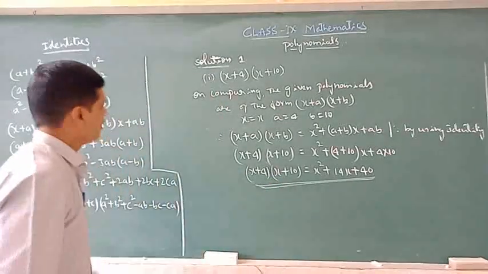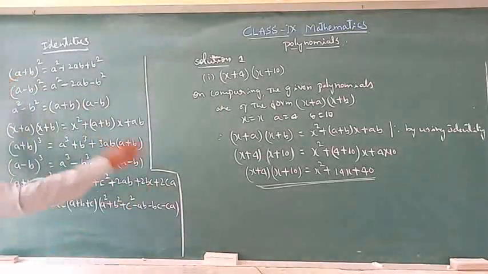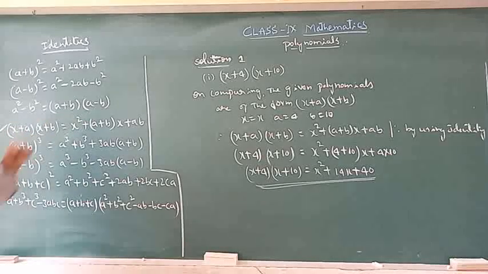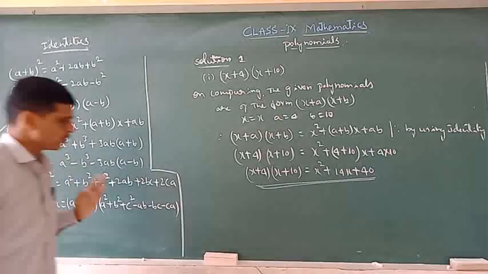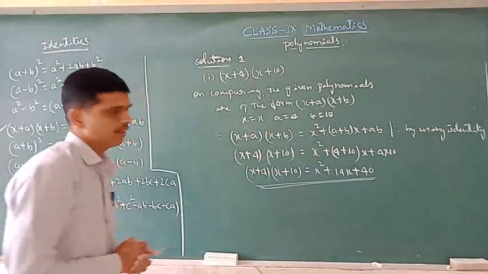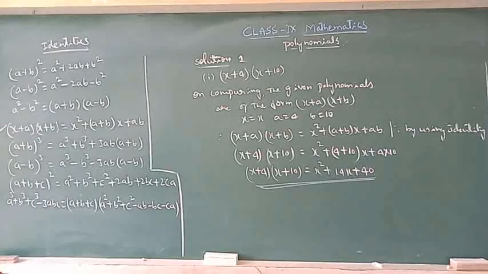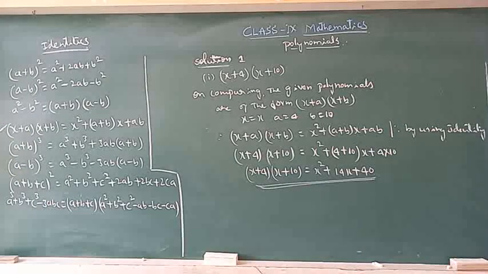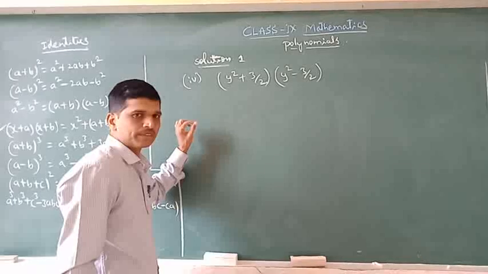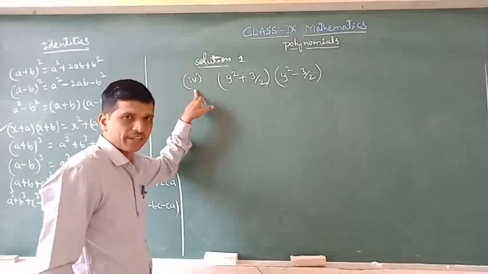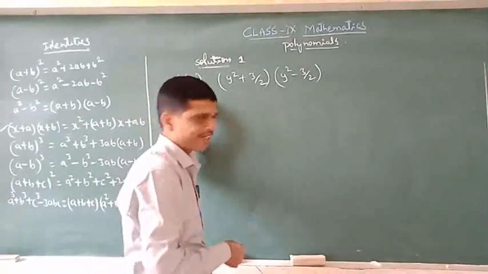Okay. So in the same way, observe here. This identity I use directly. In the same way, on comparing all the examples, any one of these identities is comparable. So now I will take any one of the examples. This fourth one, I took the fourth one. In the same way, you can solve the second and third one.